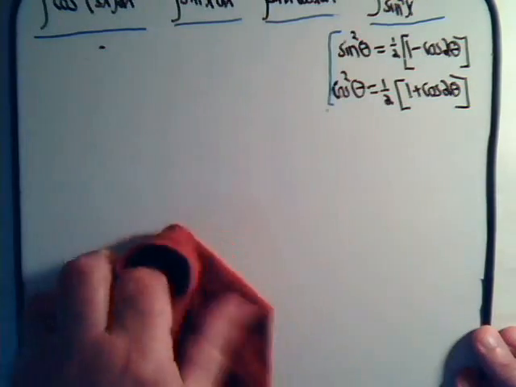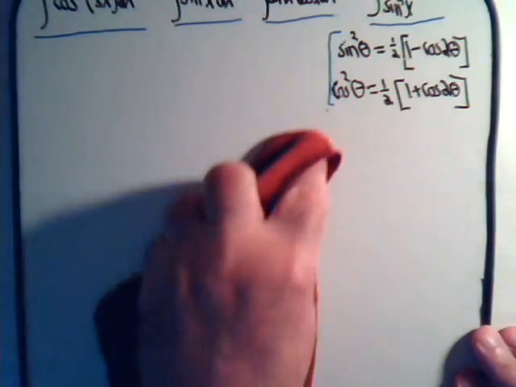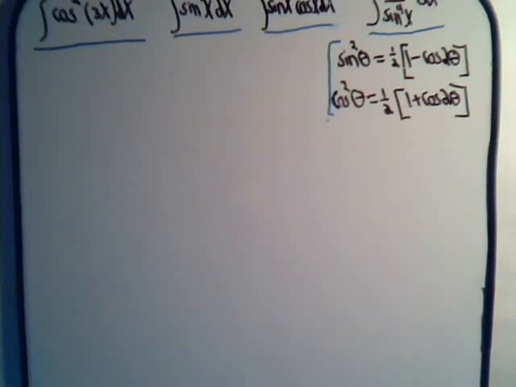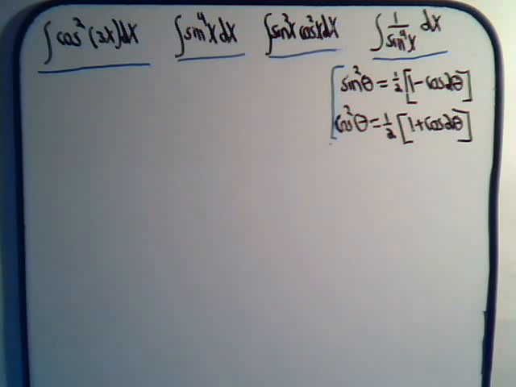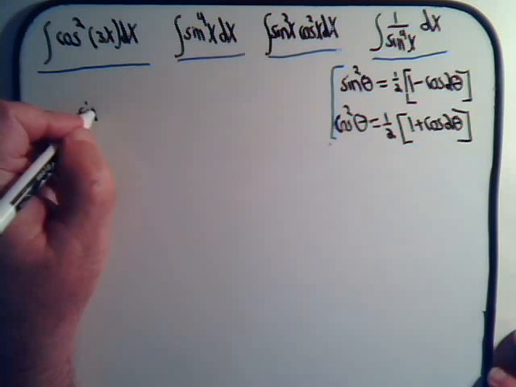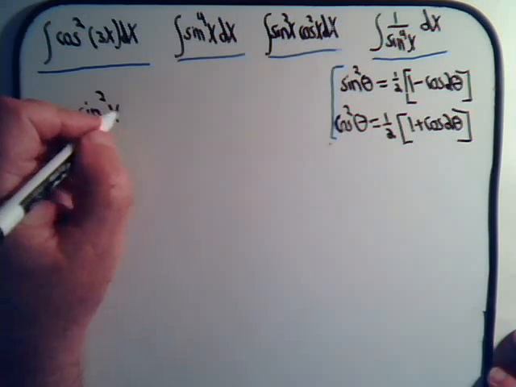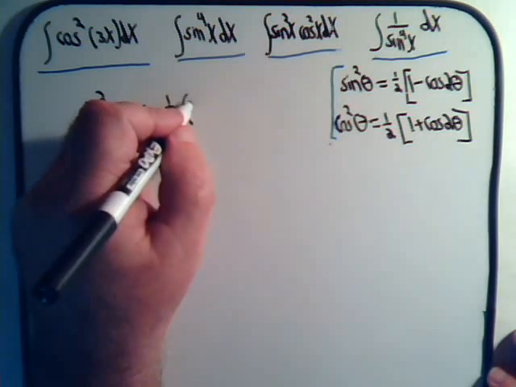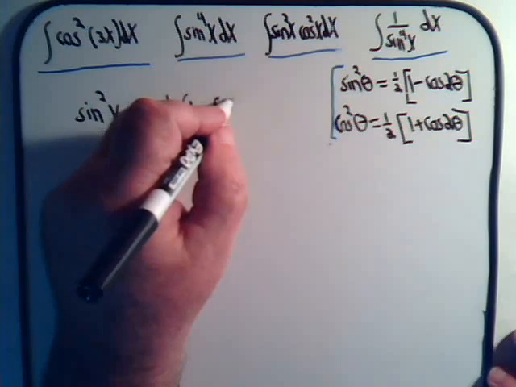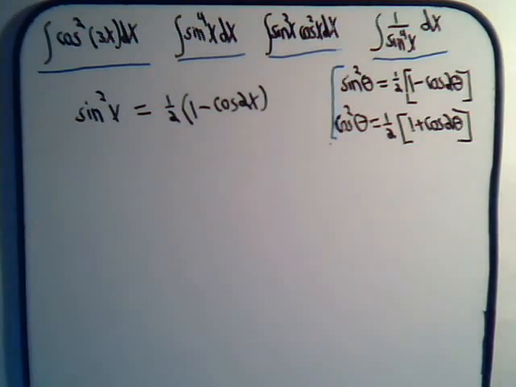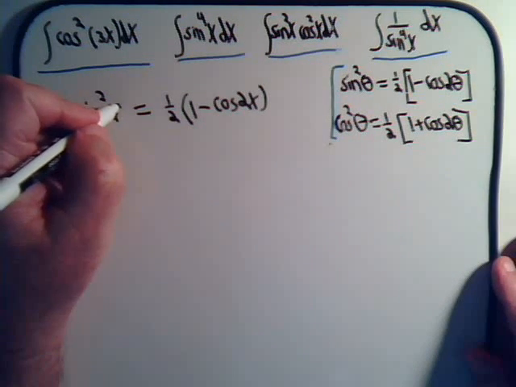The next one that we have is sine to the 4th of x. So let's see, we know that the sine squared of x, that's equal to 1/2 times 1 minus the cosine of 2x. We have sine to the 4th of x.